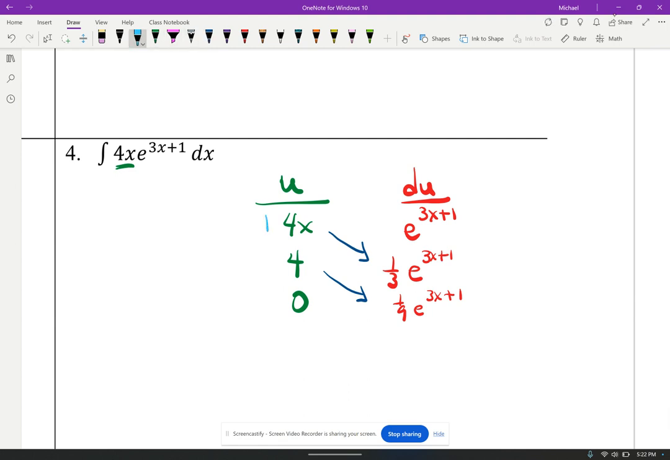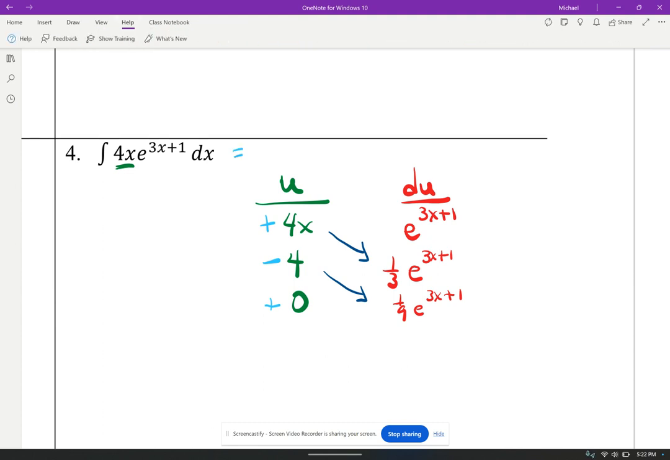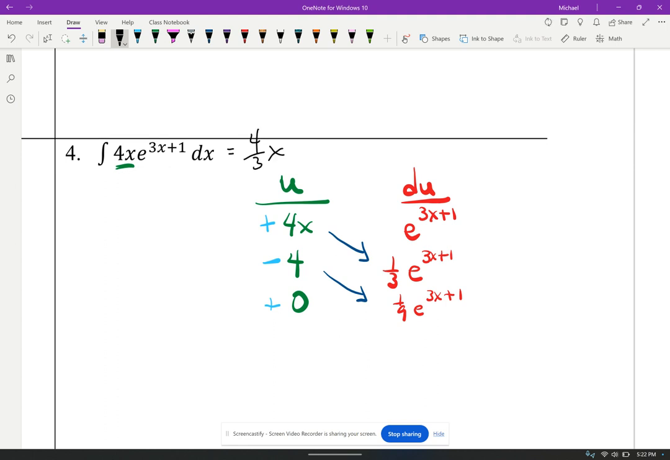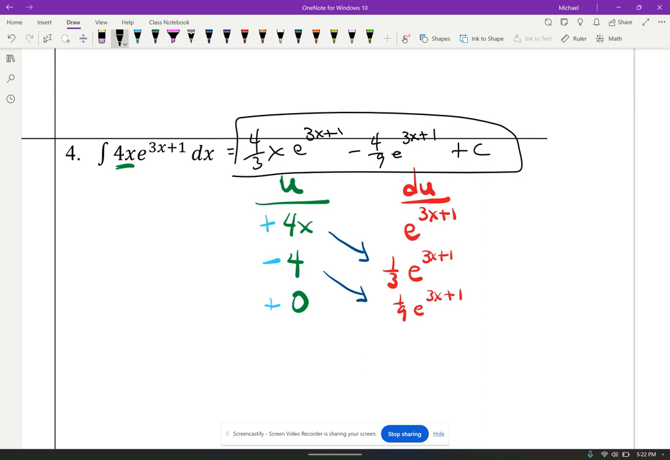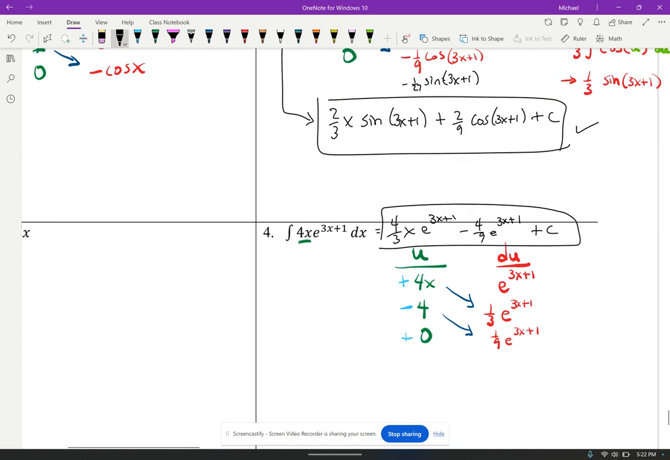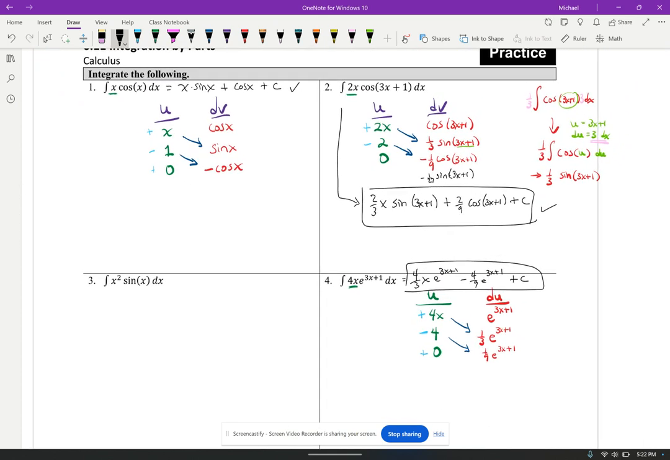Remember that we have to alternate signs, and therefore I can say that my antiderivative is 4x times 1/3, so that's 4/3 x. Let me do it in black here. 4/3 x e to the 3x plus 1 plus, and then multiply, that would be minus 4/9 e to the 3x plus 1 plus c, and you have your antiderivative. So far, this table method seems like it's going to be helpful, right?